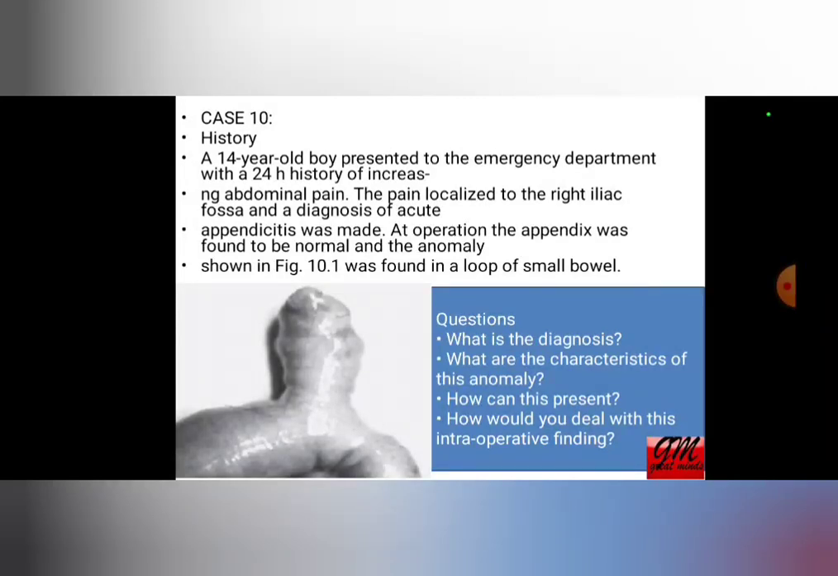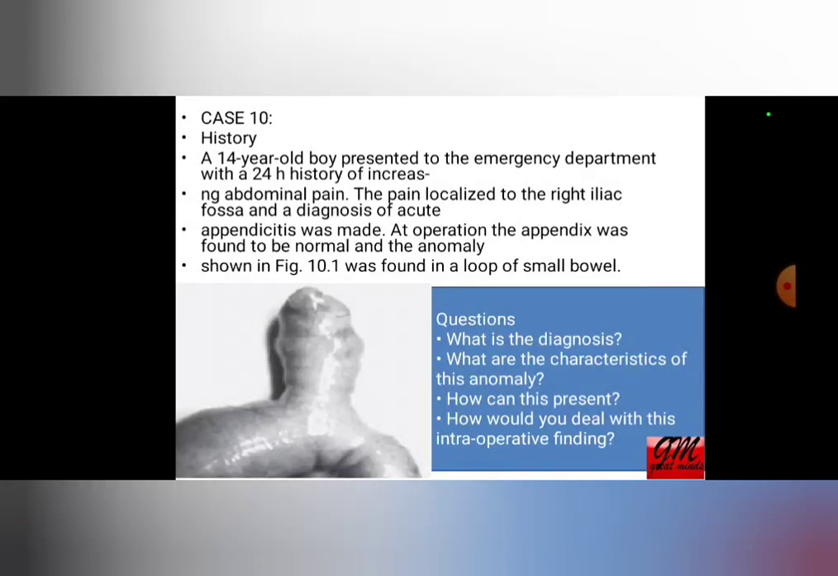Is it clear? It's present in 2% of the population, and it is 2 times more common in females than in males. Is it clear? Also, half of them are symptomatic. 50% of patients that have a Merkel diverticulum are going to be symptomatic. So generally, those are the characteristics of Merkel diverticulum.